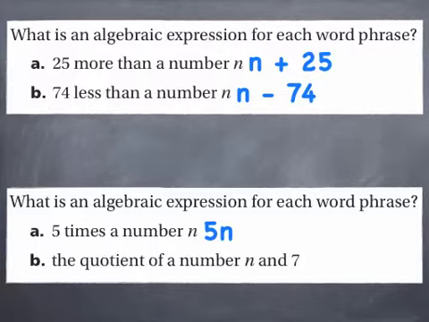Example B says the quotient of a number n and 7. Quotient indicates that we are going to be dividing. Just like in subtraction, in division the order does matter. When we see quotient, we're going to keep the order in which they appear the same. So the quotient of a number n and 7, we're going to keep n first, and then we're going to divide by 7.